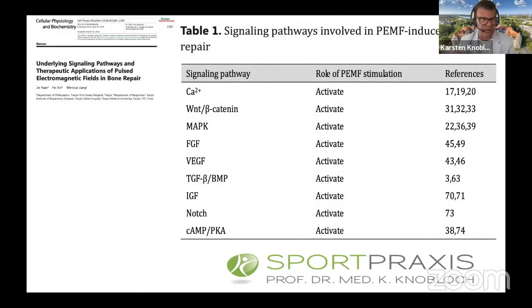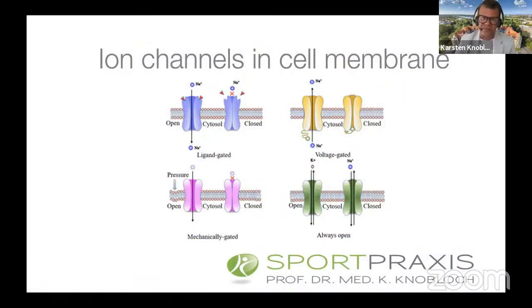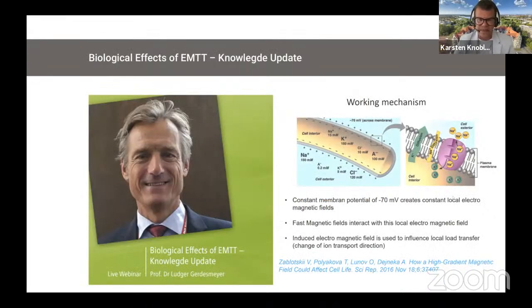And this is, for example, just taken from one of these reviews showing the pathways which are involved when pulsed electromagnetic fields are applied on bone tissues. So the ion channels in that perspective play a major role. And as you might know, there are differences in terms of ligand-gated, say, potassium, sodium or chloride-gated ion channels. There are voltage-gated, there are mechanically gated, or even always-open channels. And it appears that these pulsed electromagnetic fields interact somehow with the cellular membrane and therefore influence especially voltage-gated ion channels.